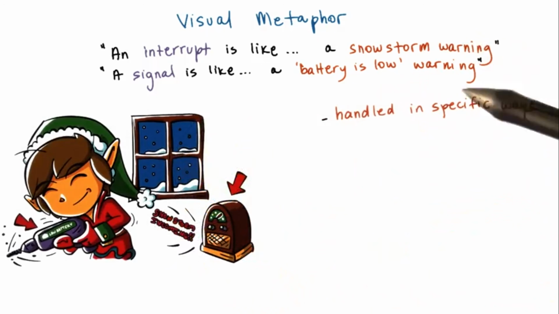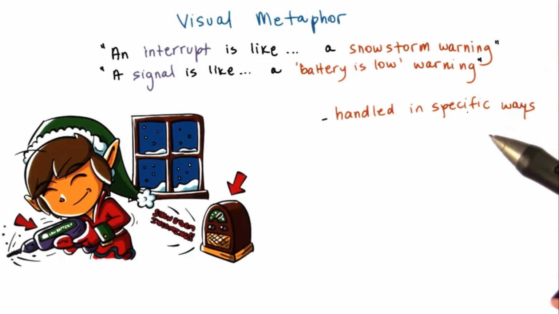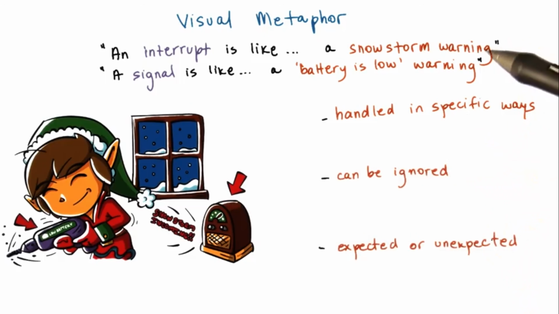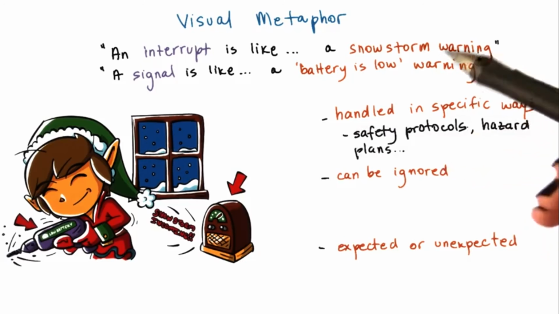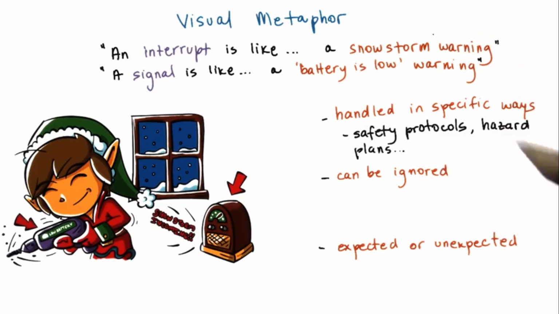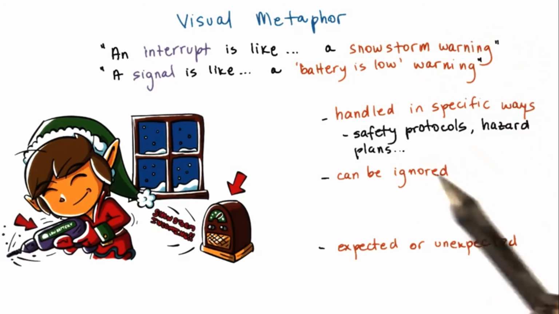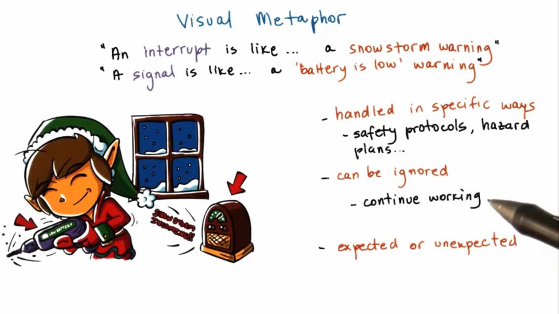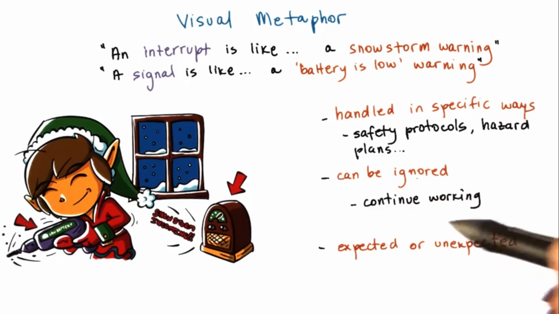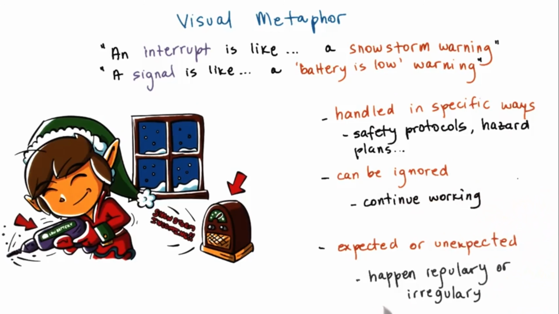First, each of these types of warnings need to be handled in specific ways. Second, both of them can be ignored. And last, we can think about both of them as being expected or unexpected. In a toy shop, handling these types of events may be specified via safety protocols or certain hazard plans. This is not uncommon. There may be, however, situations in which it's appropriate to just continue working. And finally, situations like the fact that the battery died are pretty frequent. They happen regularly, so they're expected.